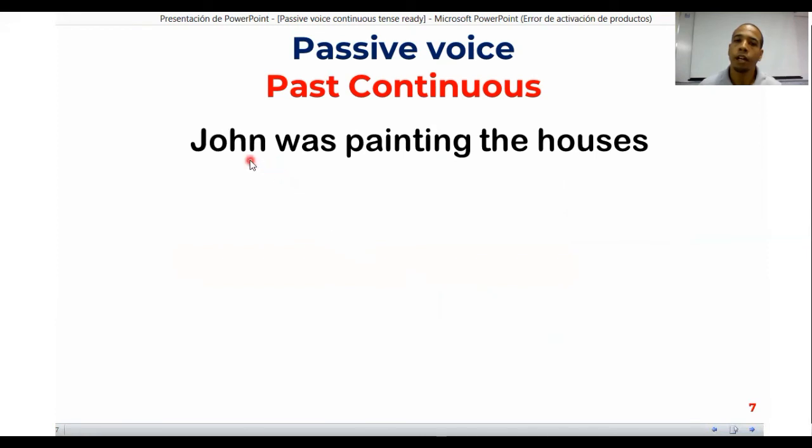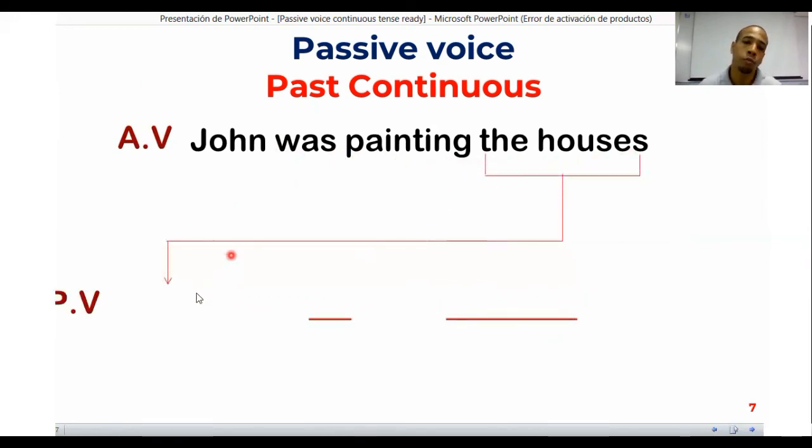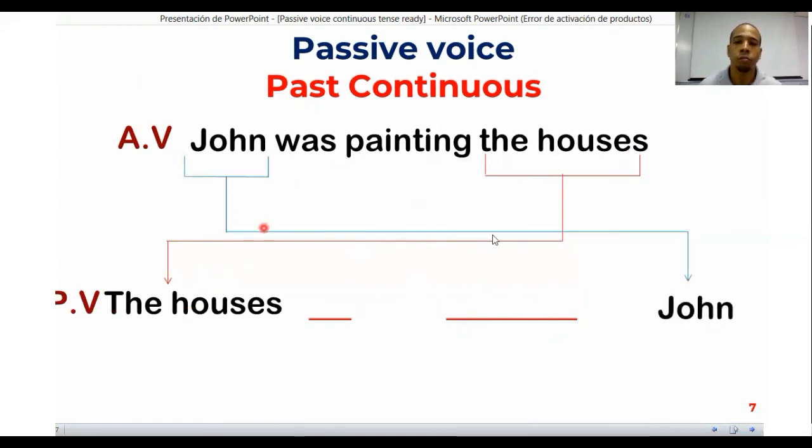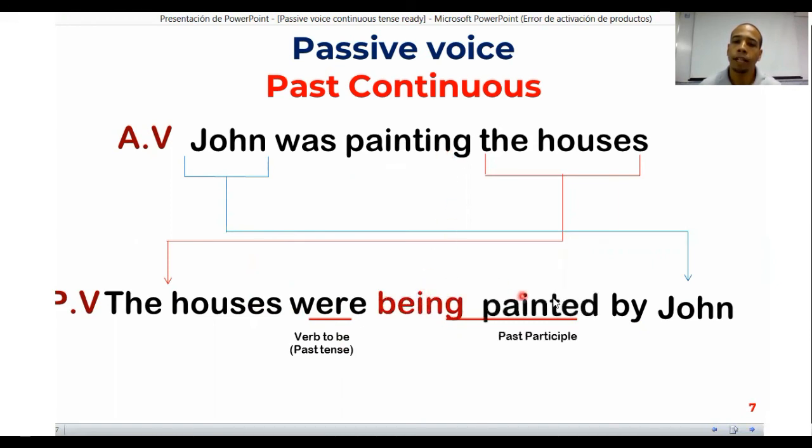Finally, we have another example, plural form, past continuous. John was painting the houses, plural here. So move the houses, move John again. Now we use were because the verb to be in here is in past, and we have plural form. Were is the plural form of the verb to be in past. Being, because of the ing form and the past participle is ed. So the houses were being painted by John.